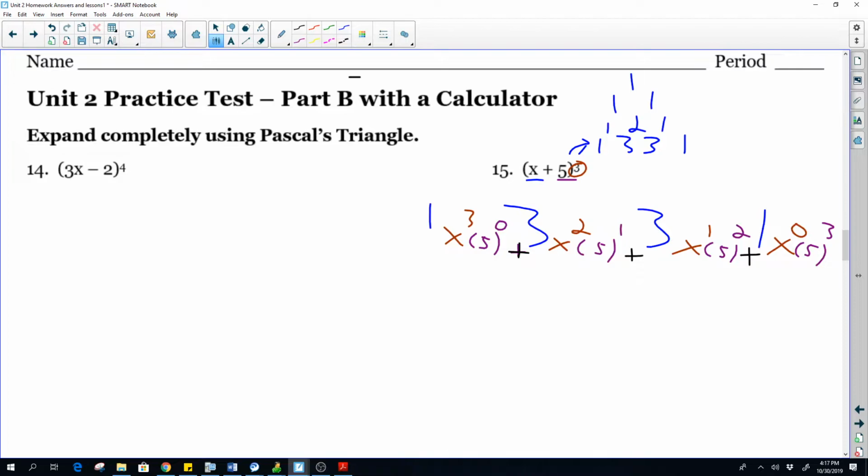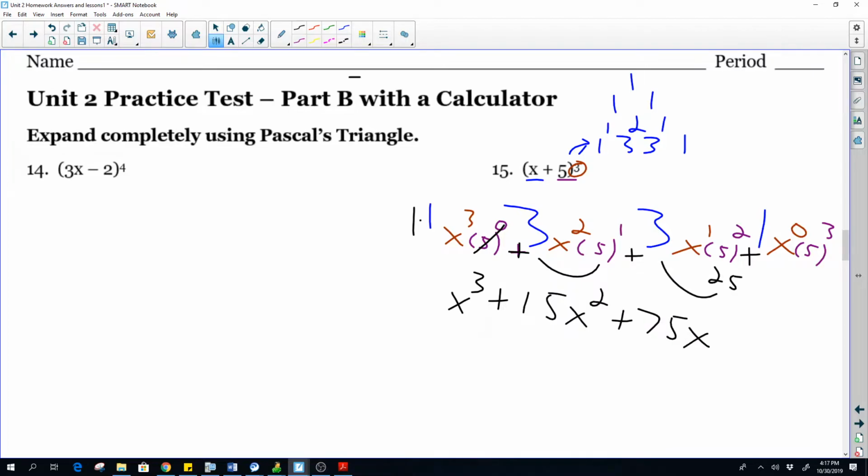So 5 to the 0, anything to the 0 goes away, just becomes a 1. 1 times x cubed is just x cubed. 5 to the first power is just 5 times 3 is 15 x squared. 5 squared is 25, and then 25 times 3 is 75 x. And the 5 to the 0 is just a 1. 1 times 1 is, 5 to the third power. So that's going to be 5 times 5 times 5, which is 125.